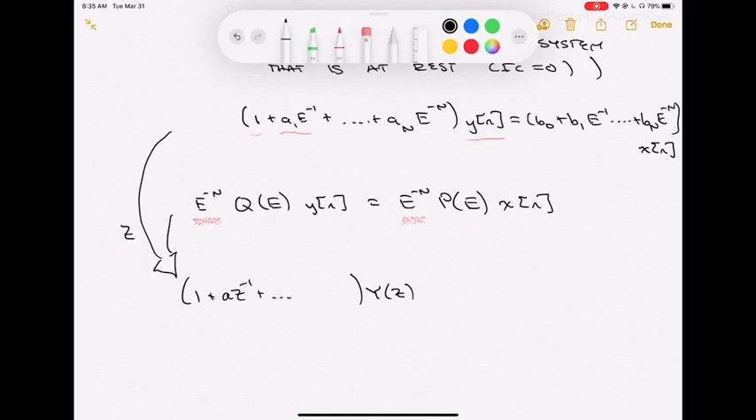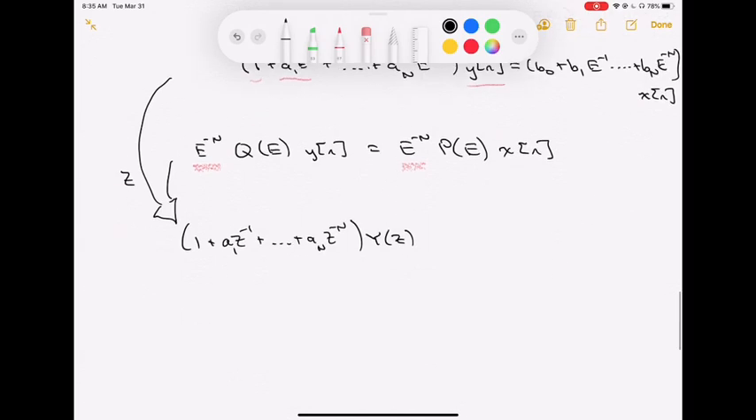Keep doing that term by term, and I go all the way out to a_n z to the minus n, and we end up getting direct substitution of those delay operators, e to the minus 1 through e to the minus n, being replaced by these frequency variables, z to the minus 1 through z to the minus n. No problem in there. Do the same thing on the right-hand side, and I get b0 plus b1 z to the minus 1, plus going all the way down until I hit b_n z to the minus n, times X of z, something along those lines.